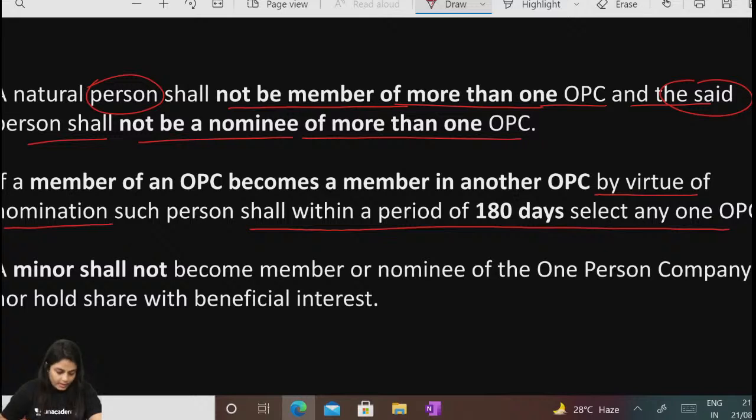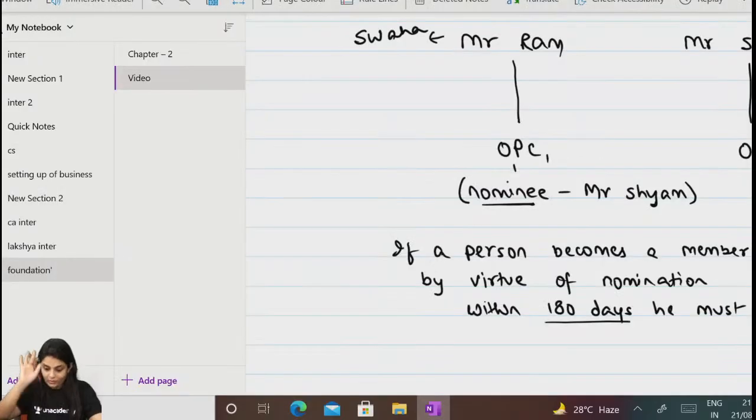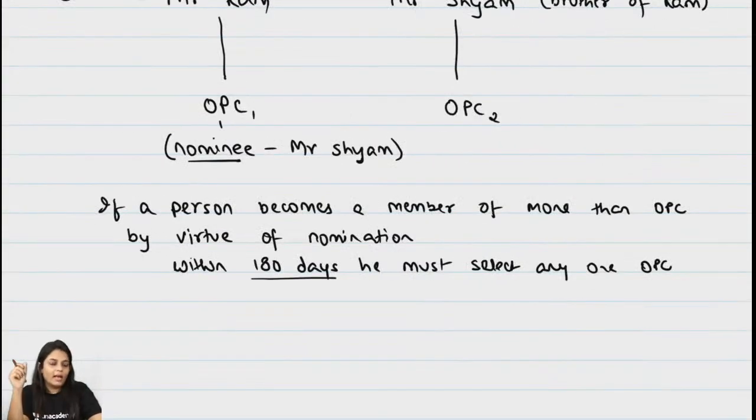Right? Now tell me, can a minor be a member or a nominee of an OPC? Without looking here, you think and tell me, can a minor be a member? No. One member is managing the OPC. How can we let that person be a minor? So, obviously he cannot be a member. What about a nominee? Can a minor be a member or a nominee of an OPC? No, not even a nominee.